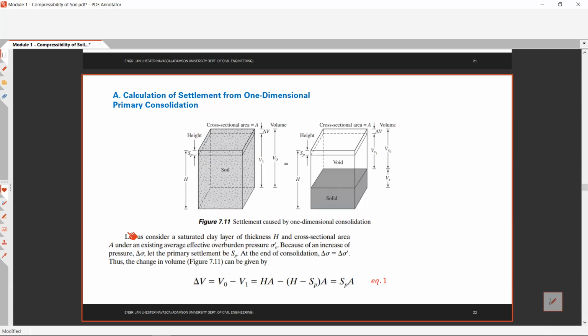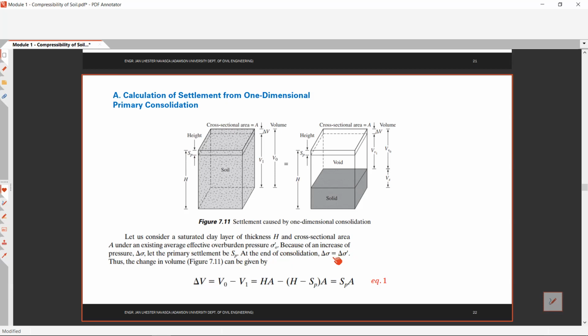Let us consider a saturated clay of thickness H and cross-sectional area A, with average effective overburden pressure sigma prime sub O. Please note na yung notation for the effective overburden pressure, or effective stress, is sigma prime sub O. Because of the increase of pressure delta sigma at the ground surface, we let the primary settlement be S sub P. At the end of consolidation, delta sigma is equal to delta sigma prime.